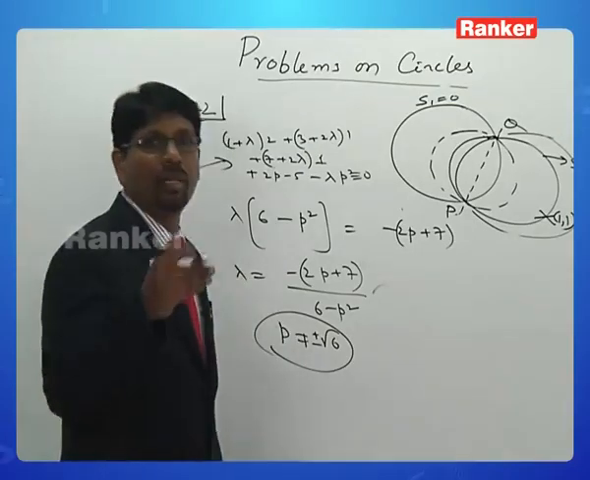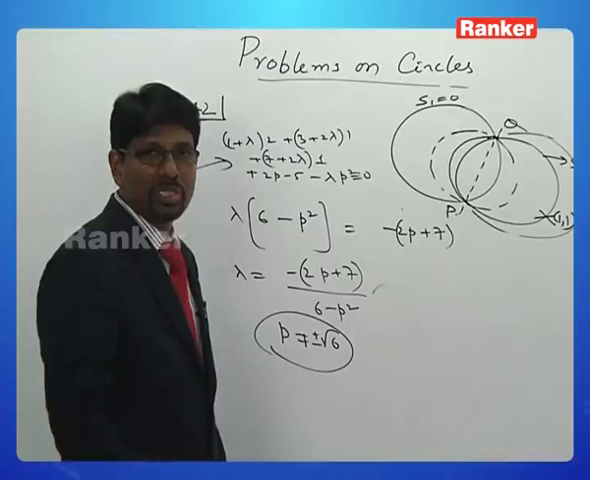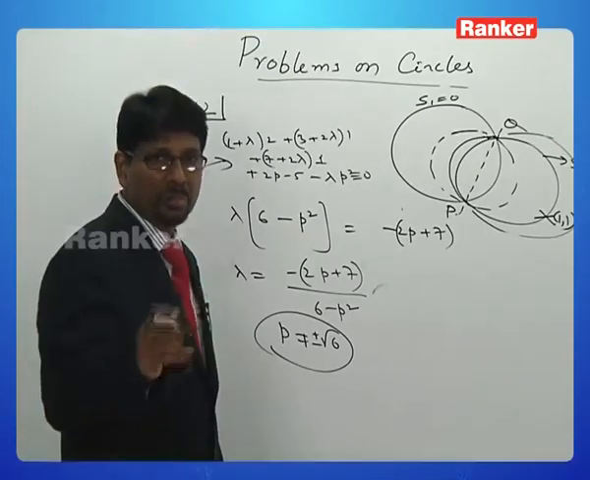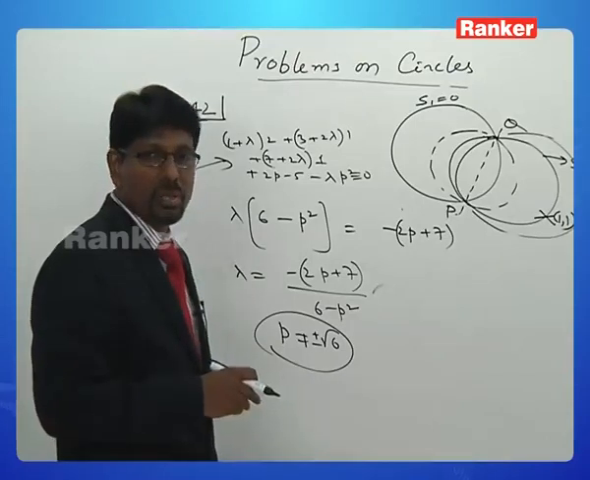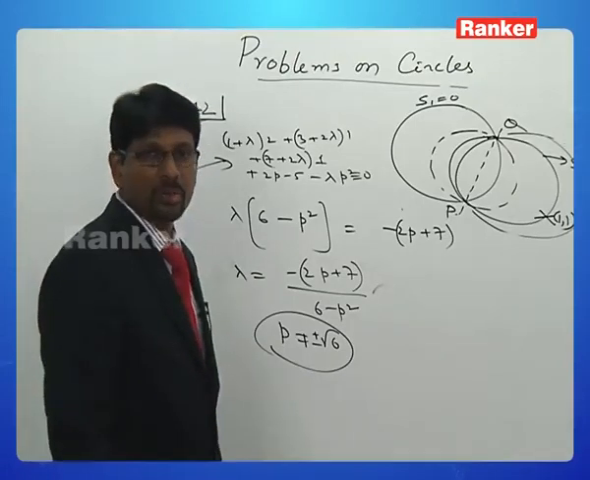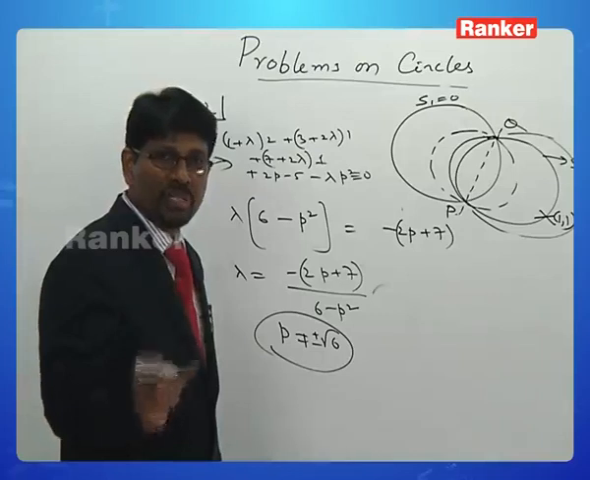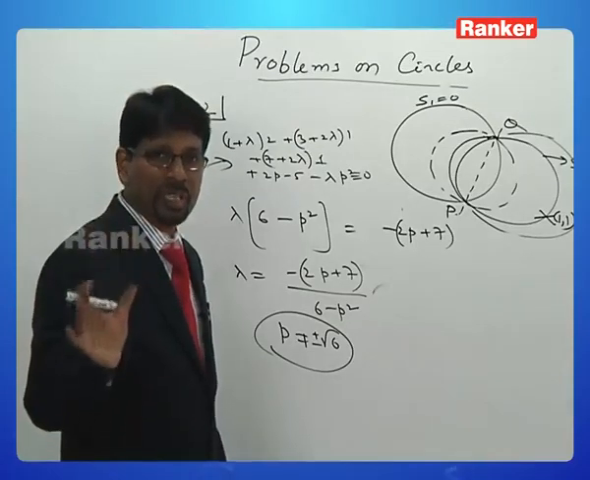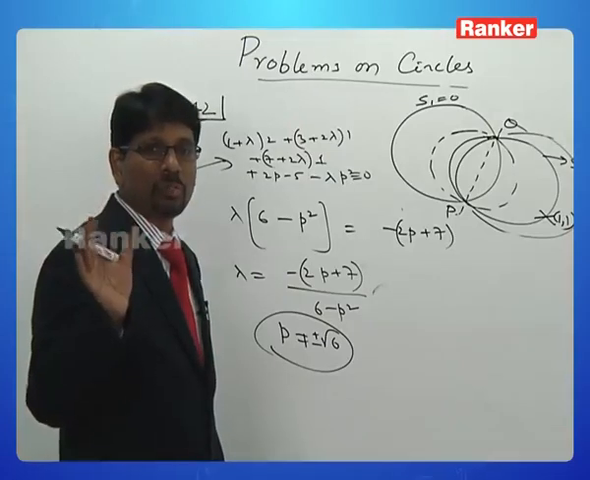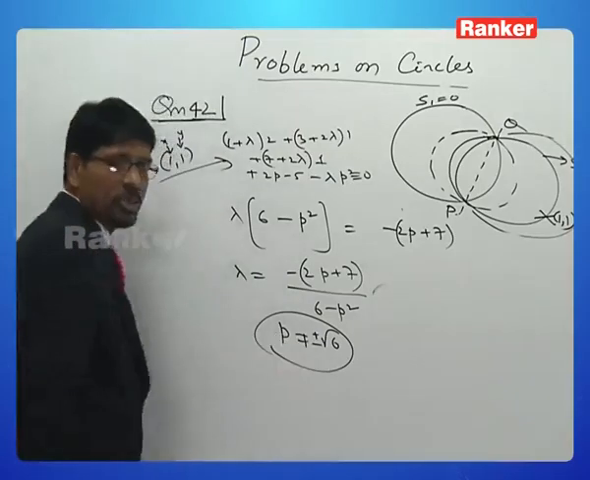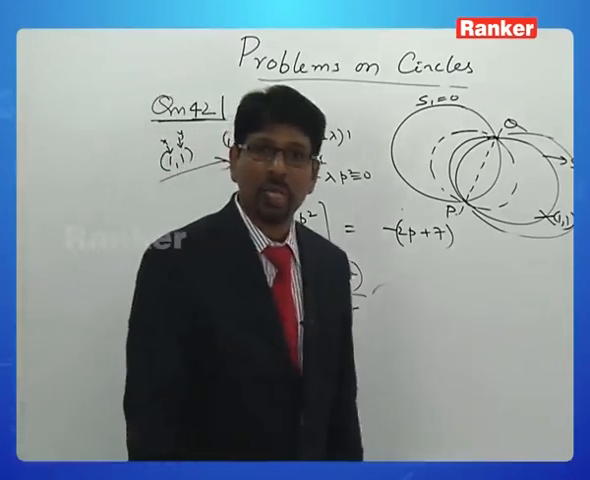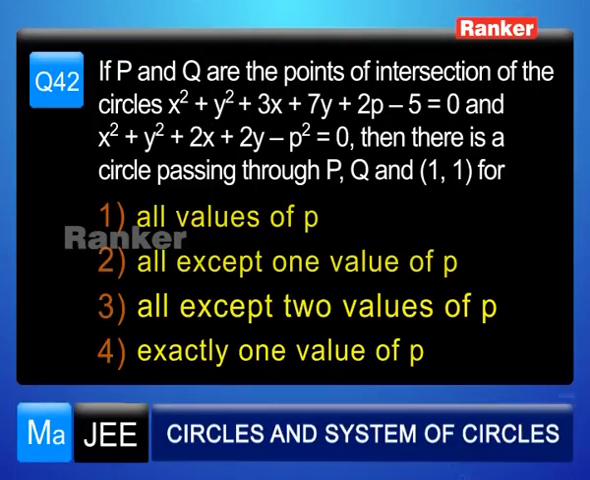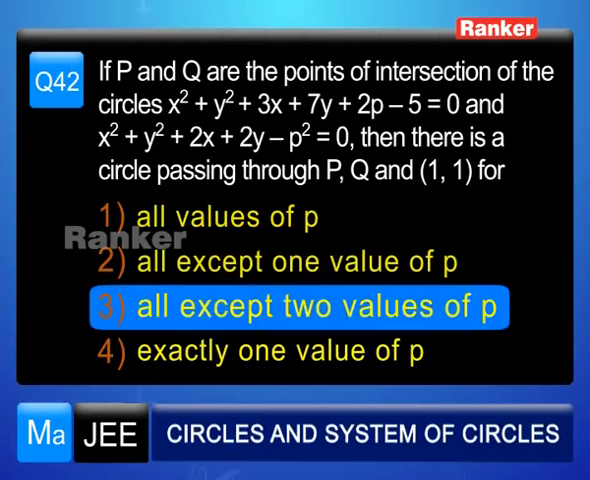Once we are able to find a lambda, we are able to write a circle S plus lambda S dash equal to 0, passing through the 2 points capital P and capital Q, and also passing through the point 1 comma 1. So, it would be possible to find such a circle passing through P and Q and also the point 1 comma 1 for all values of p except for two values of p, that is plus root 6 and minus root 6, and hence the right option is option 3.